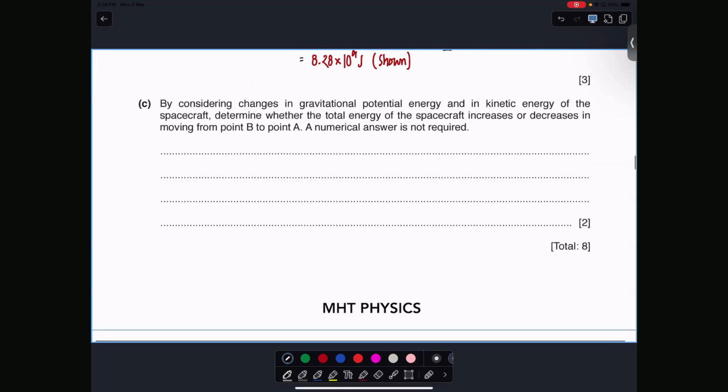So here we will say total energy decreases, since gravitational potential energy decreases and K decreases.